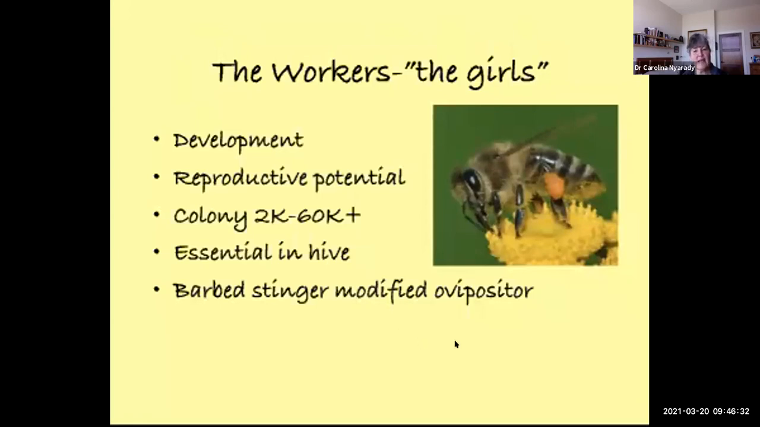And even though they are able to lay eggs, under most hive conditions they do not. So they are, under most circumstances, a non-reproductive unit of the hive, but the ability remains. And there are circumstances where this ability is unleashed in the hive and they do lay eggs, but that is not the normal course of events.